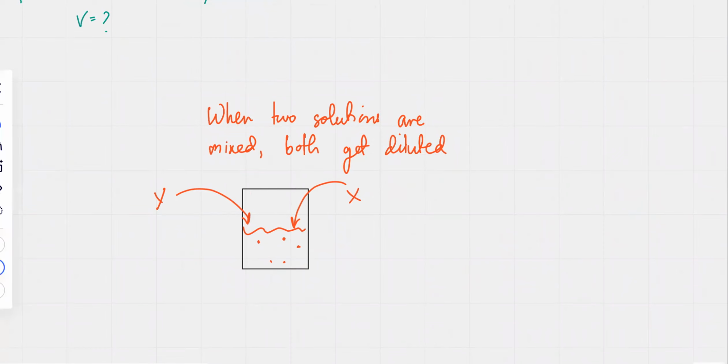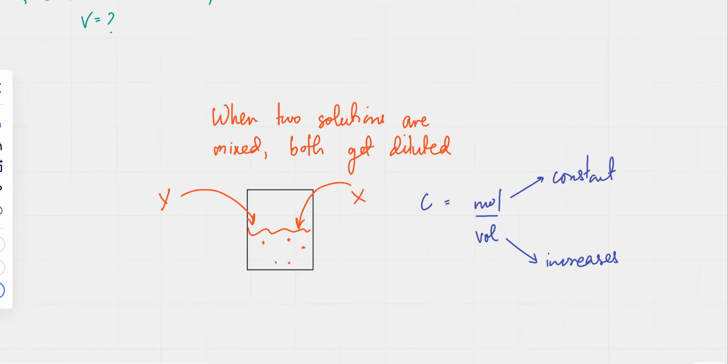Why does this happen? Because your moles are the same. What is concentration? Concentration is the number of moles, or the number of particles, per unit volume, right? So whenever you mix two solutions, the moles are still constant. But the other solution contains water as well, so you're basically adding water to it, and the volume increases. So the number of moles per unit volume becomes less, the particles become further away from each other, and they become more dilute.